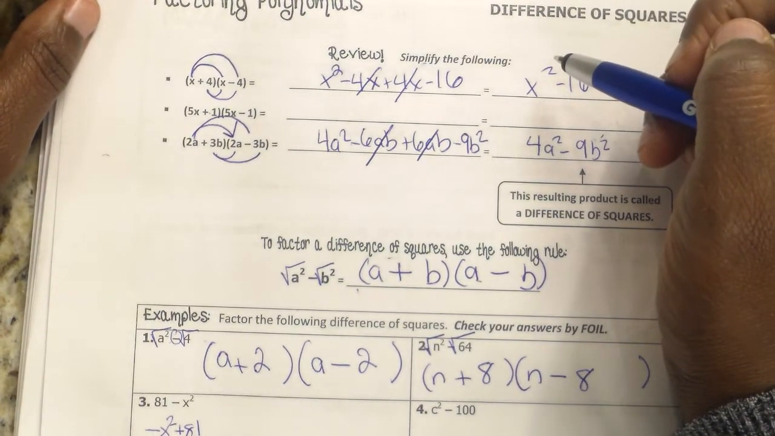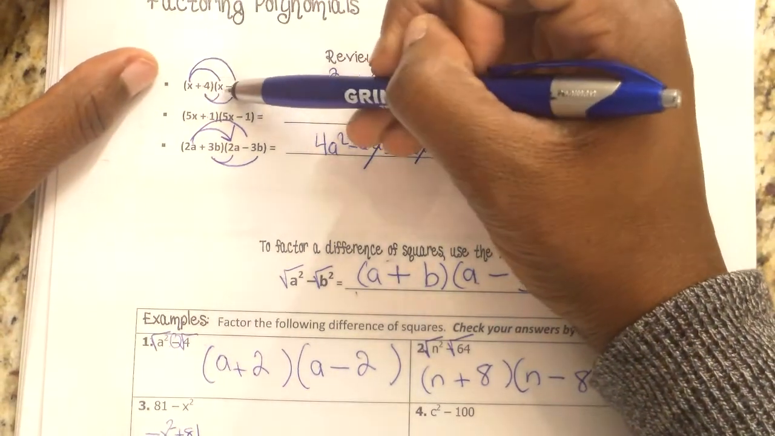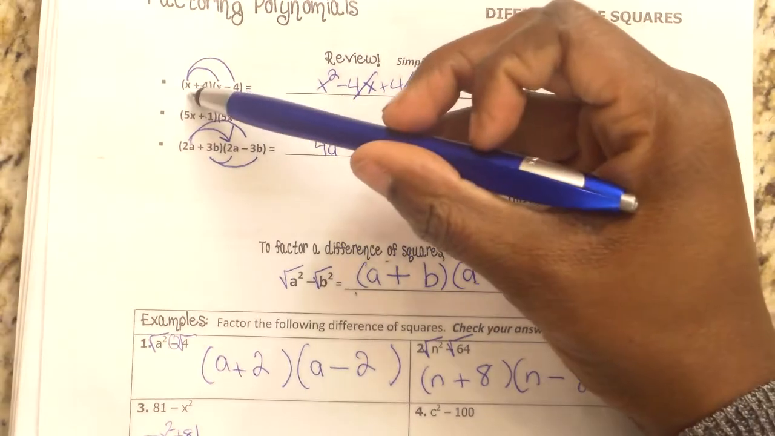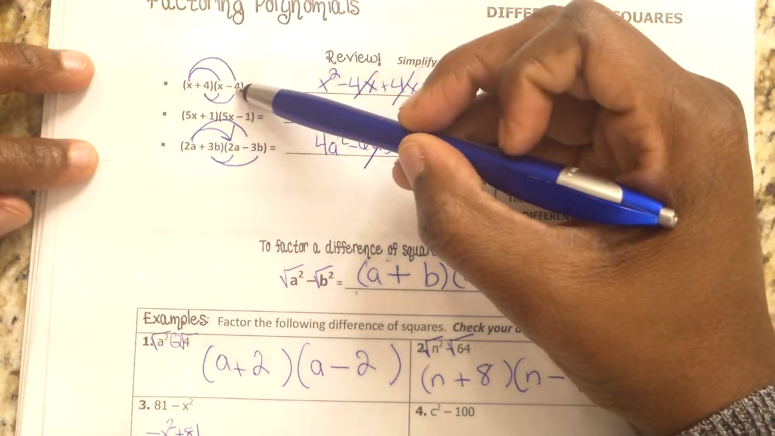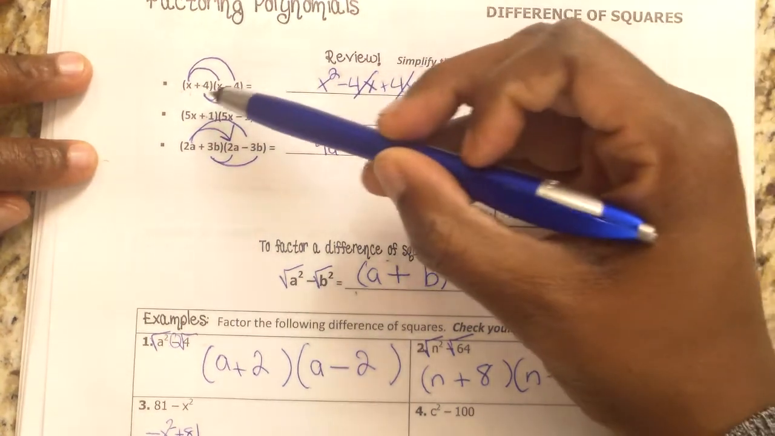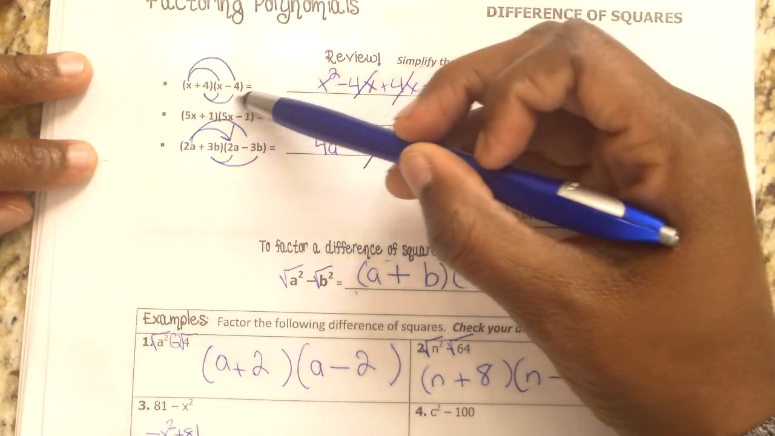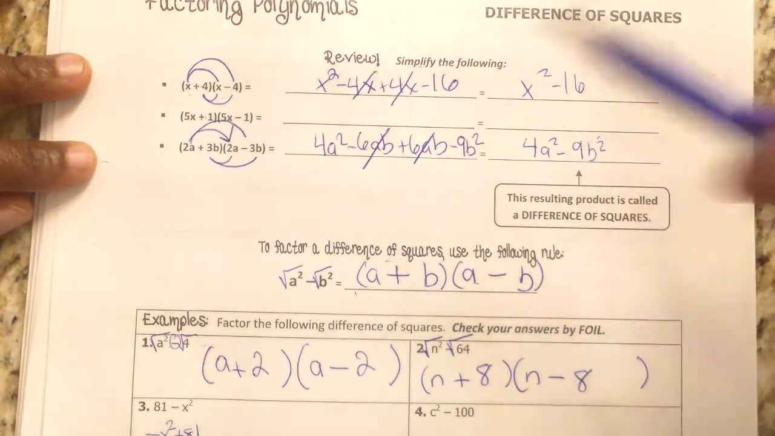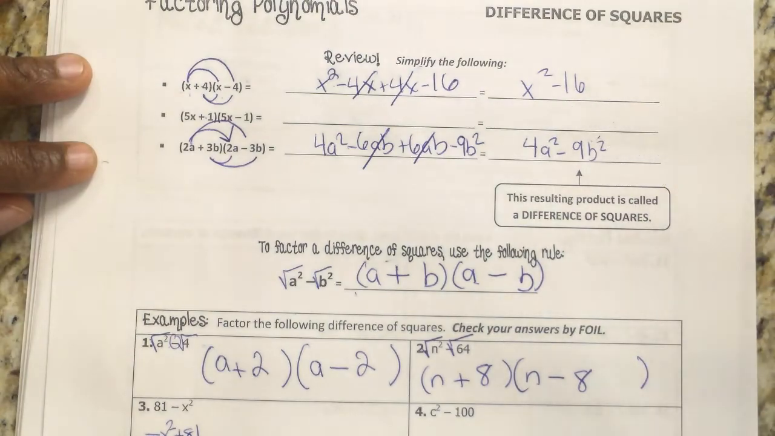We used the FOIL method when we had two parentheses, one with a positive and one with a negative. If we do FOIL here, x times x is x squared, x times negative 4 is negative 4x, 4 times x gives us 4x, and 4 times negative 4 is negative 16. Our middle terms canceled, and that left us with x squared minus 16.